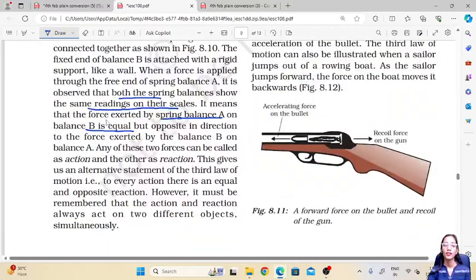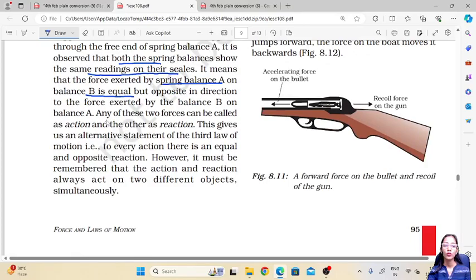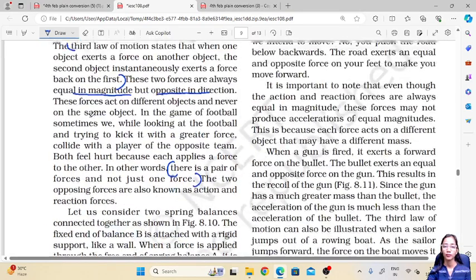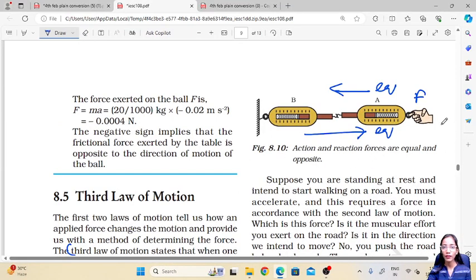That's why they show the same reading. Any of these two forces can be called an action and the other one a reaction. So we can say that this has an action on this spring balance. To this action, the spring balance B gives an opposite reaction.